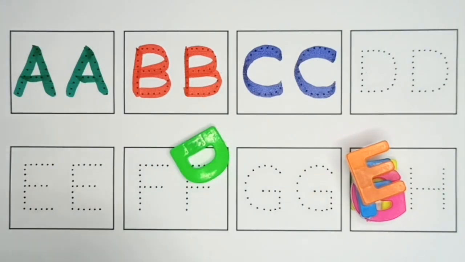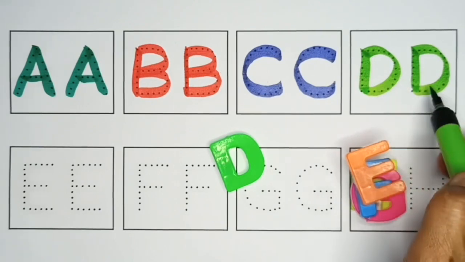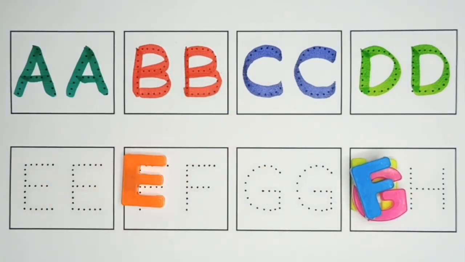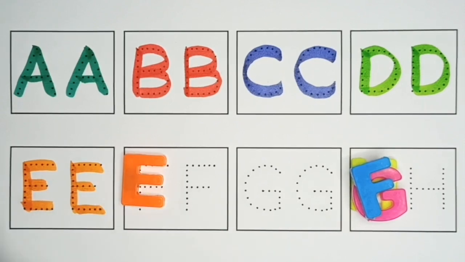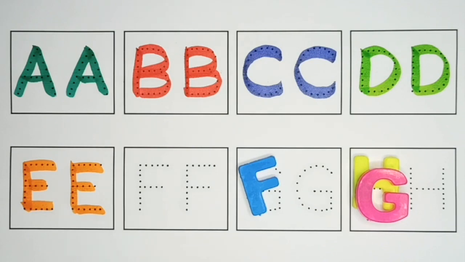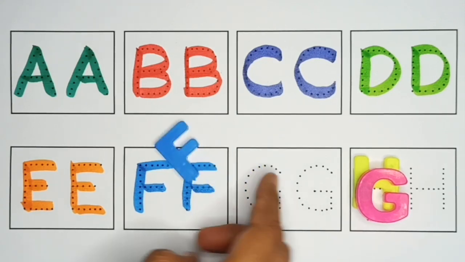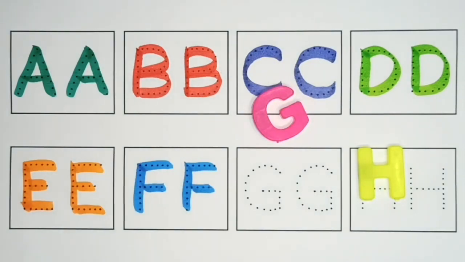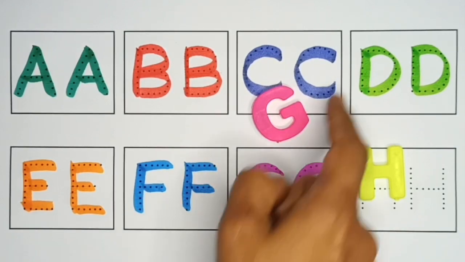D, green color. D for dog. D. E, orange color. E for elephant. E. F, blue color. F for fish. F. G for grapes. Purple color. G for grapes. G.